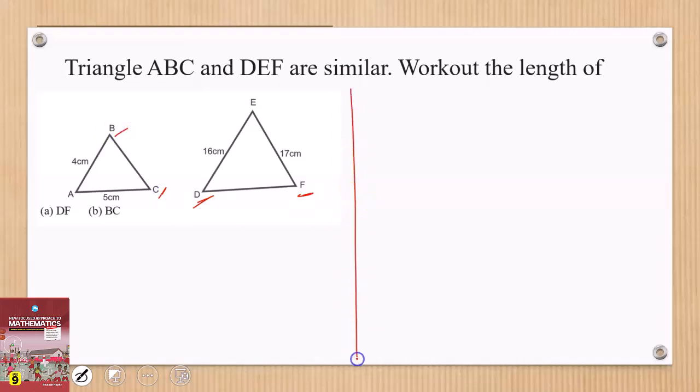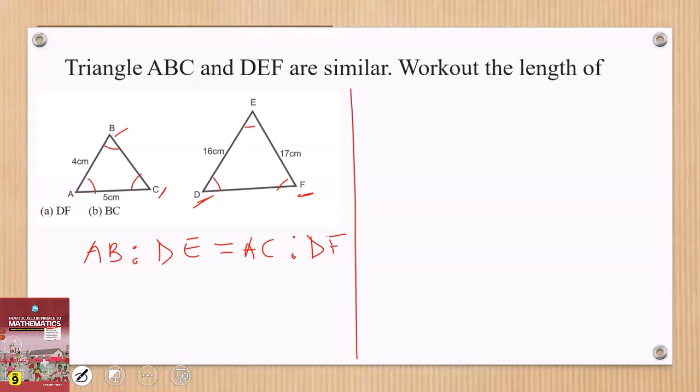Now, we can do this by accepting the fact that they are similar, which means that this and this should be equal, or this and this should be equal, or this and this should be equal. That is the truth. Then again, the side AB should be in proportion with the side DE. And that should be equal to the side AC, also in proportion with DF.